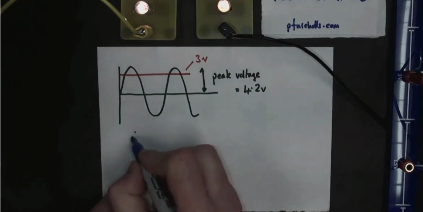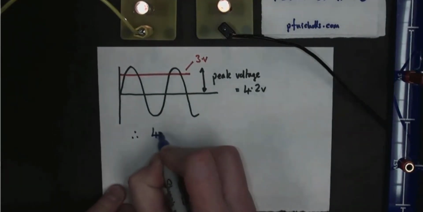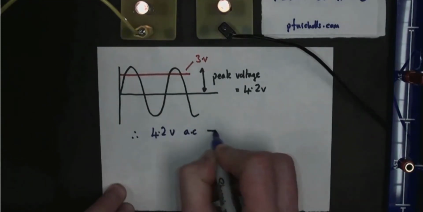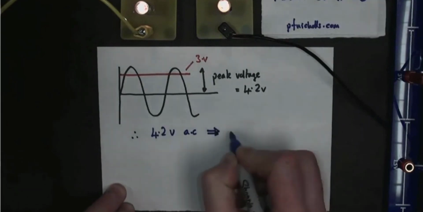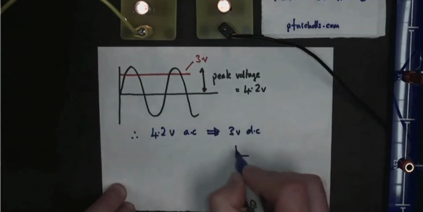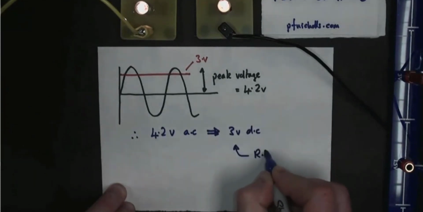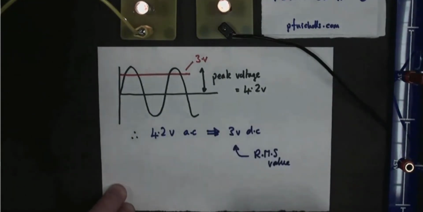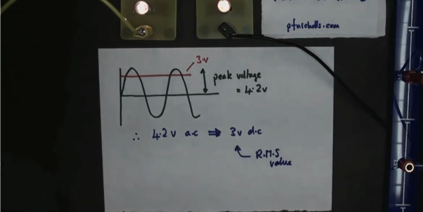Therefore, 4.2 volts AC is equivalent to 3 volts DC. This value here is what we call the RMS value. It stands for root mean square. It's the average. And the equation that links them together is quite straightforward.